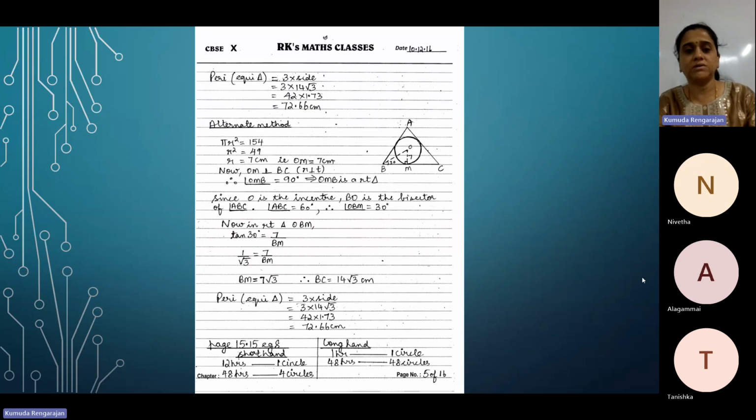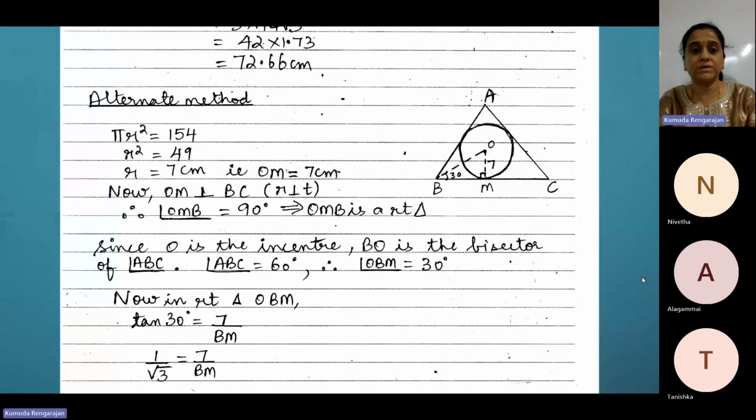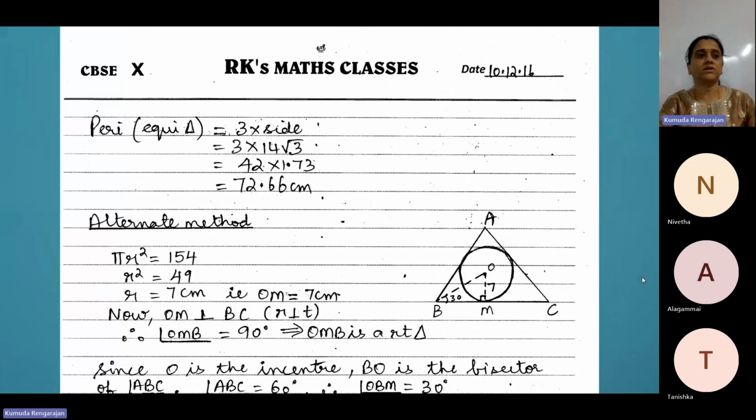Then we have to find the perimeter. Just complete that alone. Perimeter is 3 into side. Complete that alone.